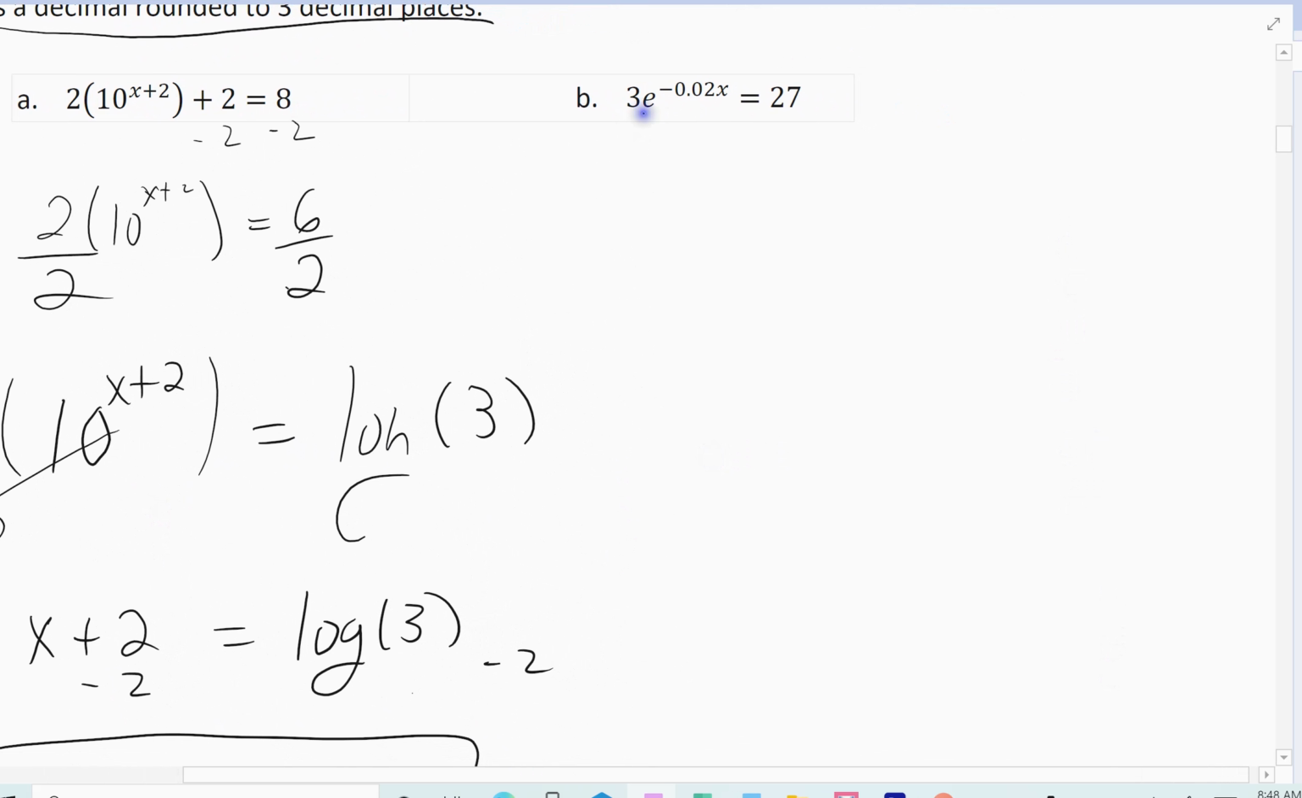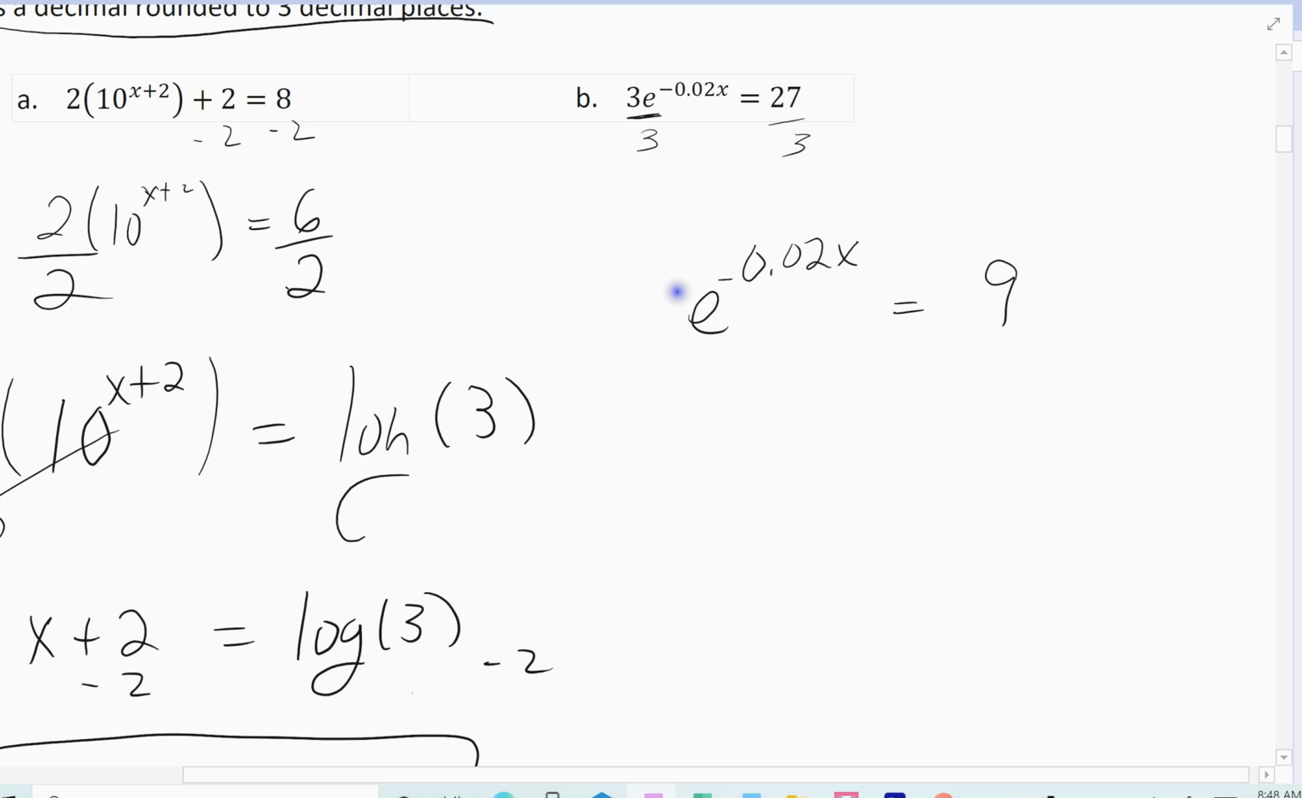Now part B. This is base e, so I'm going to use the natural log. Base e is the natural log. First thing, though, I have to isolate; there's a 3 out front. So this was a little simpler. All I have to do is get rid of the 3 by dividing both sides by 3. So I've got e to the negative 0.02x equals 9.